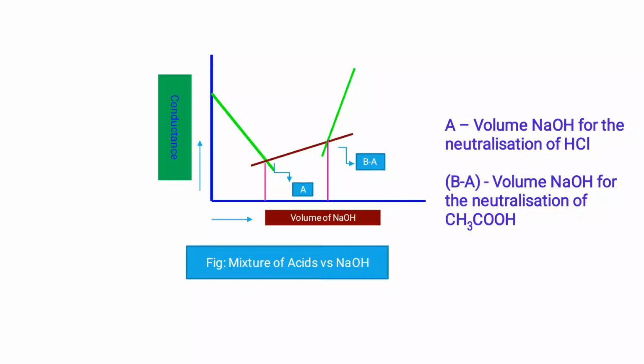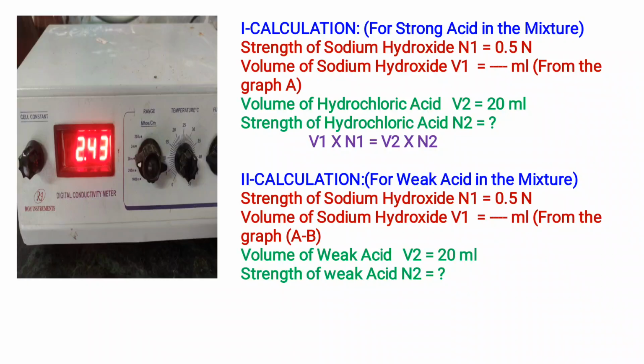Finally, we draw the graph, plot all the points and draw these three lines. We see that the maximum number of points follow the lines, and we get two intersection points. The first point is the sodium hydroxide volume required for the complete neutralization of hydrochloric acid. The second point is the volume of sodium hydroxide required for the complete neutralization of acetic acid. From the graph values, we can calculate the strength of the strong acid and the strength of the weak acid.